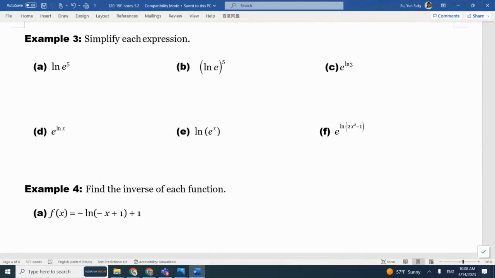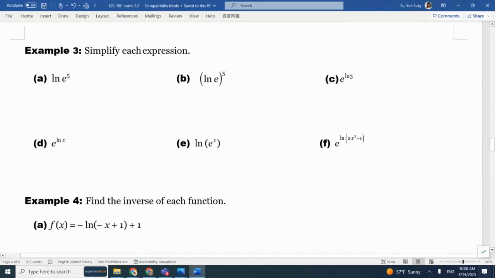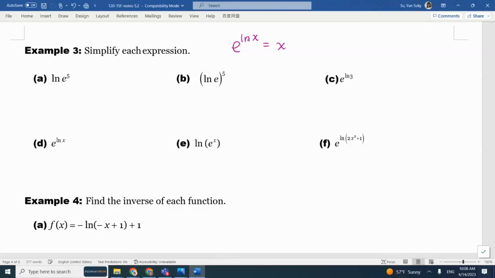Okay, so example 3. Simplify each expression. We already know that the exponential function and the logarithmic function are inverse functions. So therefore, we know that e to the ln of x is going to be x, and ln of e to the x is going to be x, because they are inverse functions. How about with other bases? With other bases, we have b to the log base b of x is x, and log base b of b to the x is also x.